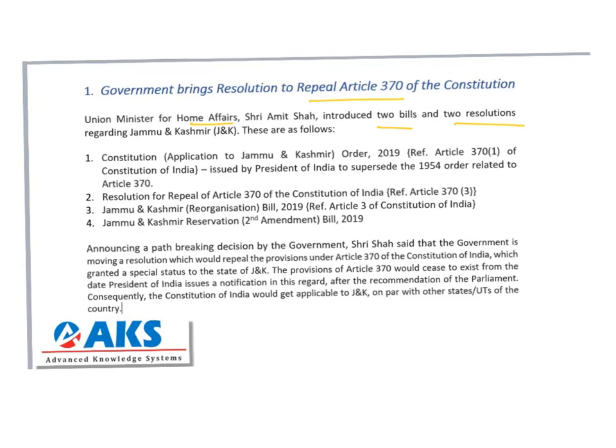These are as follows: the Constitution Application to Jammu and Kashmir Order 2019, which is issued by the President of India to supersede the 1954 order related to Article 370. Next, resolution for repeal of Article 370 of the Constitution of India. Now let us look into the two bills which were passed.